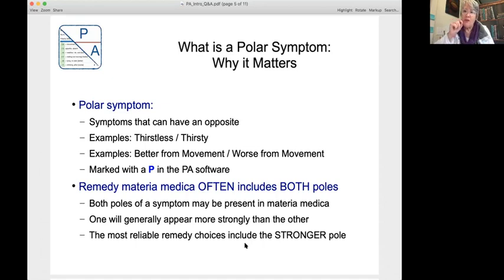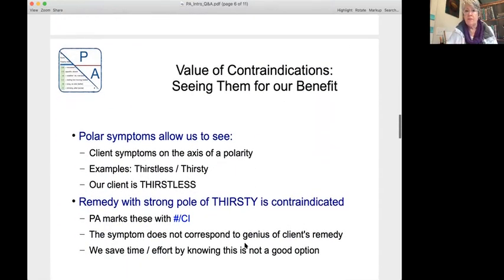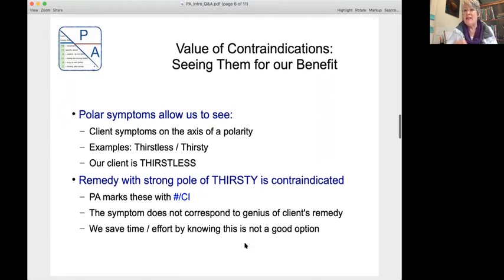What Benninghausen said was that the reliability goes way up when you choose remedies that emphasize the stronger pole. And that's why it's called polarity analysis, because you are going with the most reliable indicators, not the also sometimes indicators. So one of the other things this lets us do is see what is contraindicated.